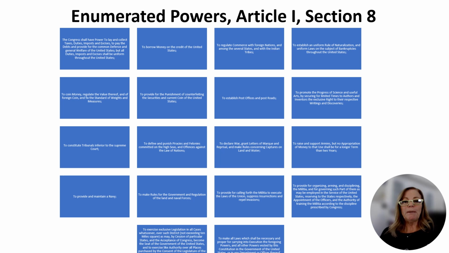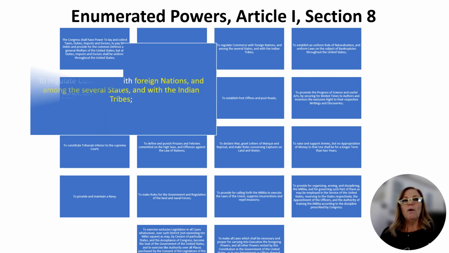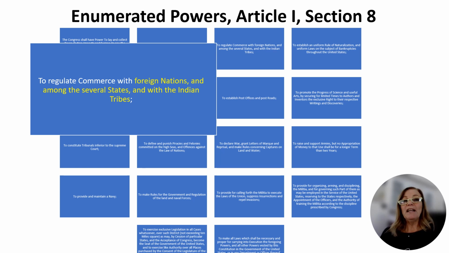So remember we talked about the enumerated powers in Article 1, Section 8. Well, one of them is to regulate commerce with foreign nations and among the several states and with the Indian tribes. And so they have that power. Any statutes that fall within that gamut, they pretty much can pass the regulation.